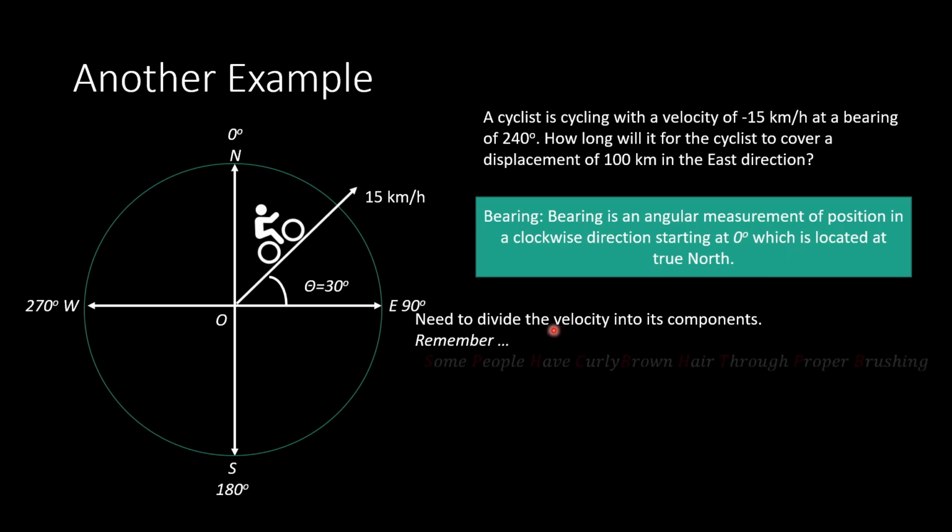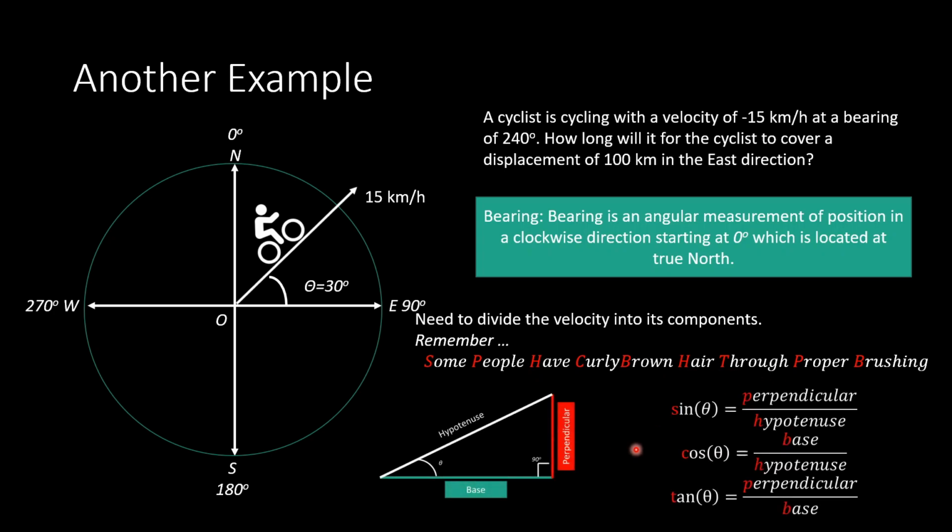And then recall that we've got this little statement here, some people have curly brown hair through proper brushing, and that essentially means that for this little triangle right here, you've got sine theta, which is equal to perpendicular over hypotenuse. We've got cos theta, which is equal to base over hypotenuse, and then we've got tan theta, which is perpendicular over base. Right, so you can essentially use any of these functions, given that we know what theta is and we know what our hypotenuse velocity is in this case.